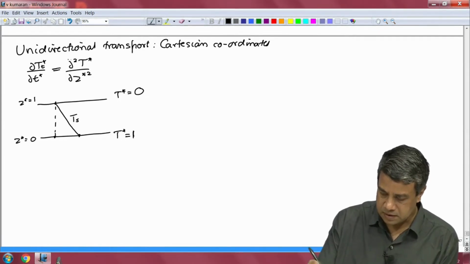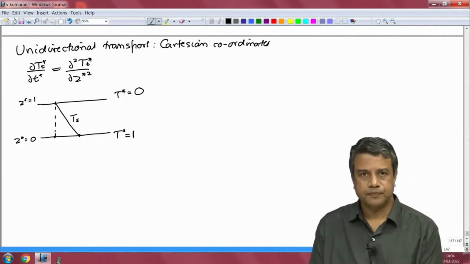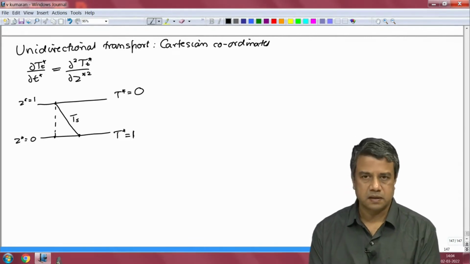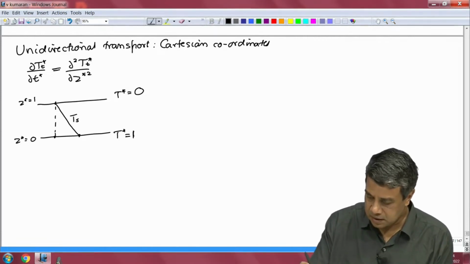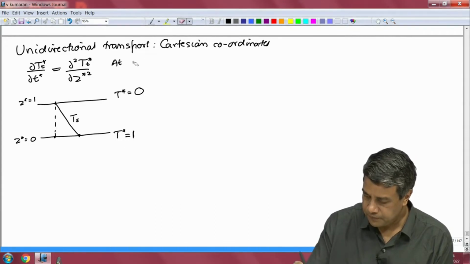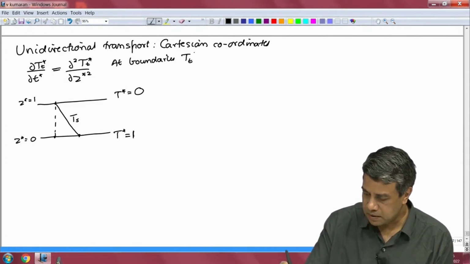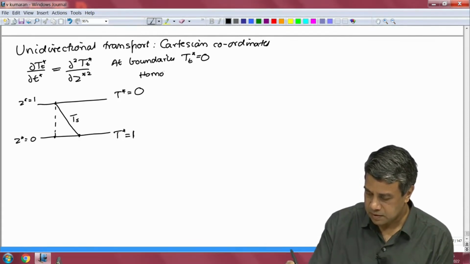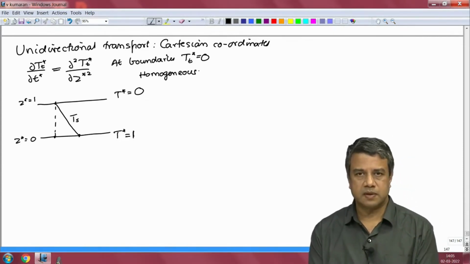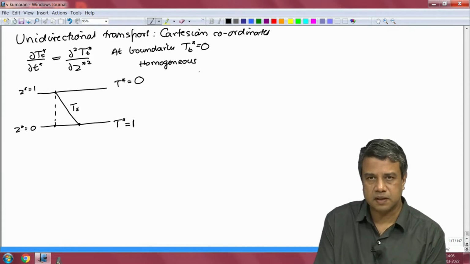The transient part had the same differential equation as the steady solution, except that at the boundaries this transient part was equal to 0. That was homogeneous boundary conditions. We had applied homogeneous boundary conditions for the transient part at the boundaries.